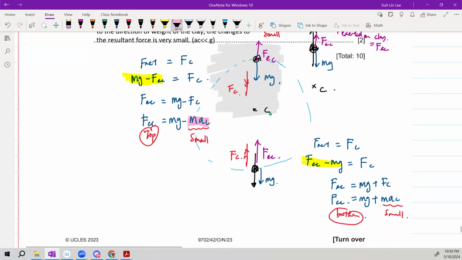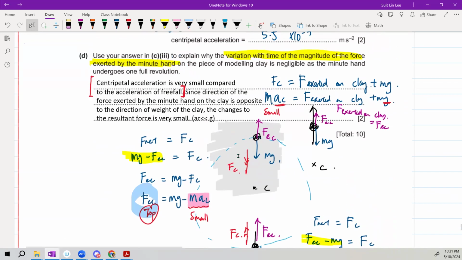That final mark lah. Normally, I think there will be about 5 to 8 marks that are very hard to get, like this one, because they say variation ma. So actually what I'm doing is I'm comparing this versus this. So I'm basically arguing that because ac is very small, it doesn't matter whether I subtract or I plus. The variation is very small. That's the answer.